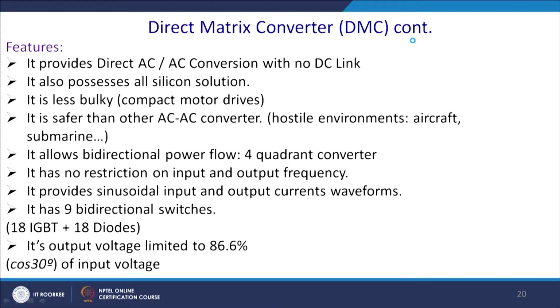What are the features of the direct matrix converter? It provides direct AC to AC conversion without a DC link. We have not put any DC link. It also allows all-silicon, silicon carbide or GaN solutions, so it is quite compact. It is less bulky and very compact for drive applications. It is safer than other AC to AC conversion in hostile environments, such as aircraft and submarines, where aircraft weight is a very big issue. Weight means cost.